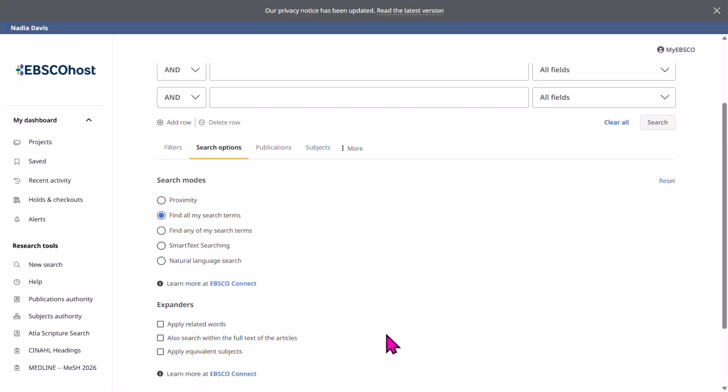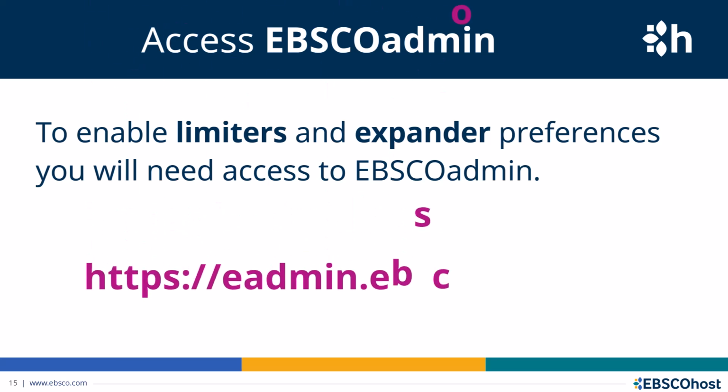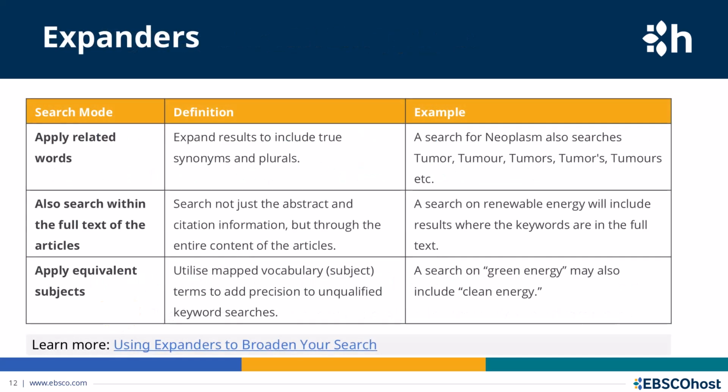Let's now take a look at some additional features in EBSCOadmin. To configure expander and limiter settings, you will need access to the EBSCOadmin platform at https://eadmin.ebscohost.com. Expanders help broaden the scope of a user's search. They do this by widening the search to include words related to the keywords or by including the actual text, or the full text results, in your search. The following expanders are recommended.